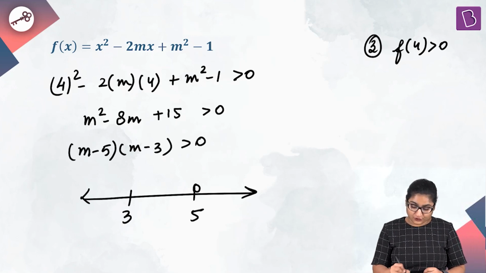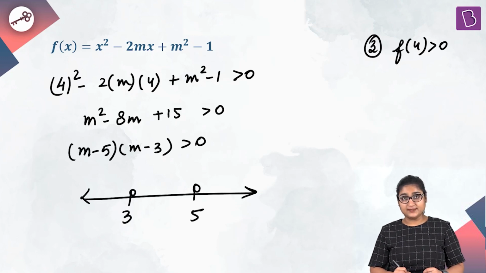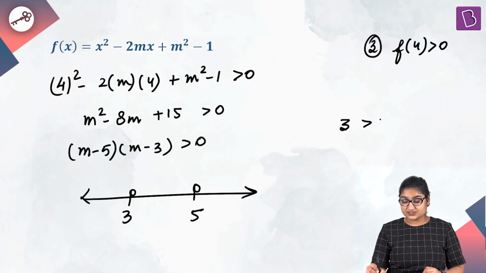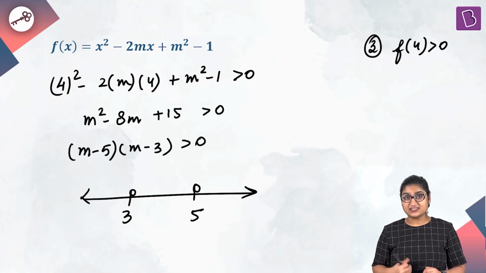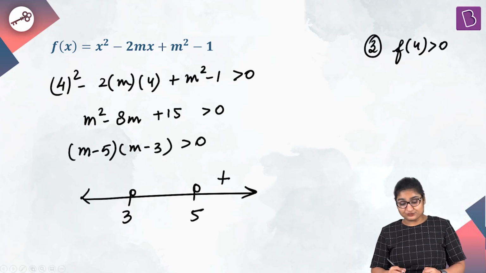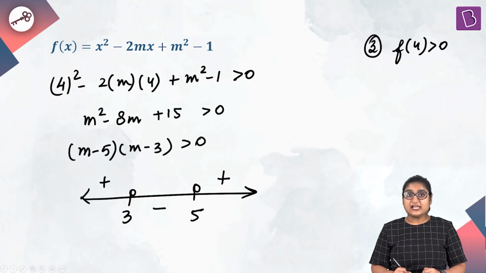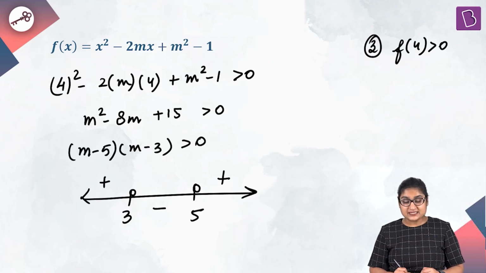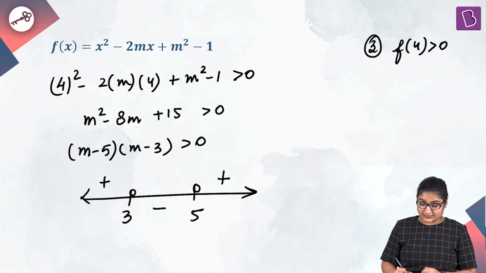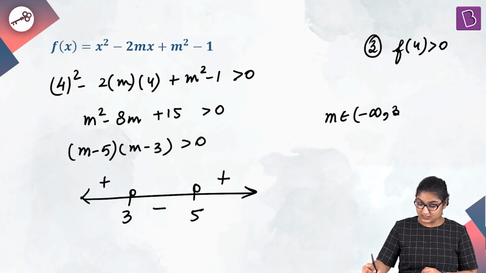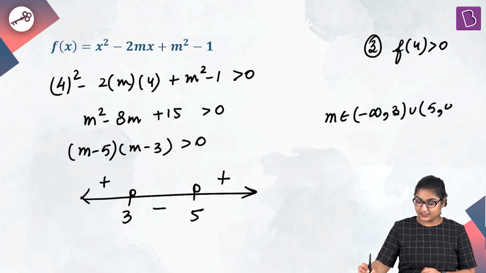Now we have hollow circle at 5, hollow circle at 3. And if we put m is equal to 6 in the expression, we will get 3, which is greater than 0. Alright, so we'll start the wavy curve with positive. About 5, it will change to negative. About 3, it will change to positive again. Now we are looking for the interval in which the given expression m minus 5 times m minus 3 is greater than 0. And that would be m belonging to the interval minus infinity to 3 union 5 to infinity.